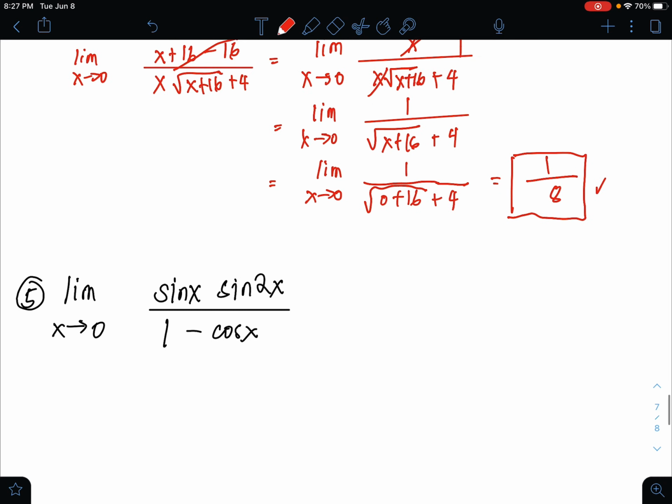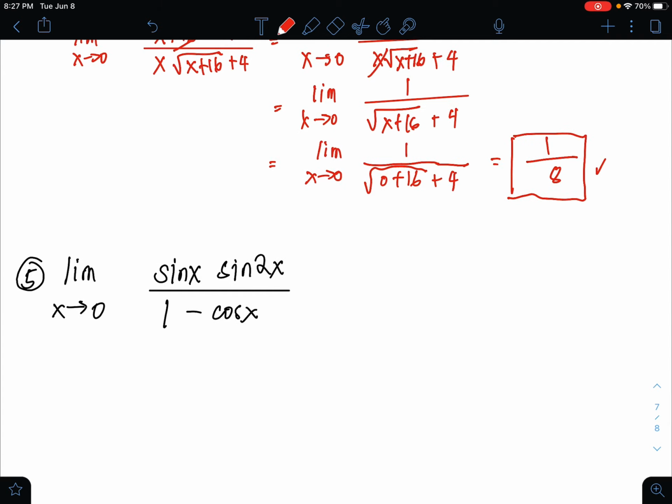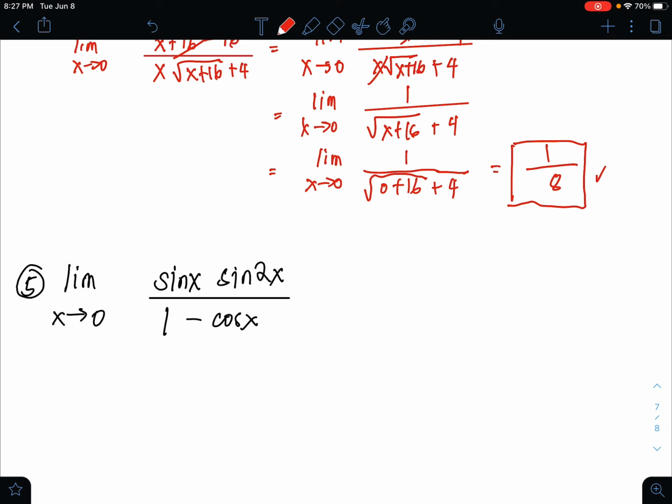Now what if we are going to use trigonometry? If there is a trig problem in an exam or quiz, let's take an example. Remember that sine of 0 is equivalent to 0 and cosine of 0 is equivalent to 1. So this is 0 over 1 minus 1, or 0 over 0. It's still indeterminate. So what should we do?